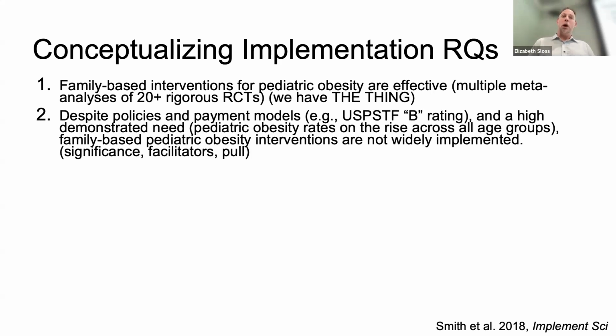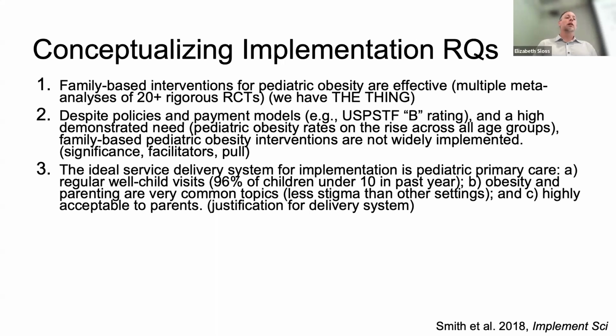So despite policies and payment models, including a USPSTF B rating, which means you can get reimbursement for delivering family-based interventions for obesity, and a high demonstrated need, we probably all know that pediatric obesity rates are on the rise across all age groups in the US. Pediatric obesity interventions are not widely implemented. We have evidence of that from the literature too, that there are very few places that actually do this. Okay, so this is basically the situation where an evidence-based intervention is available, and people have not adopted it.